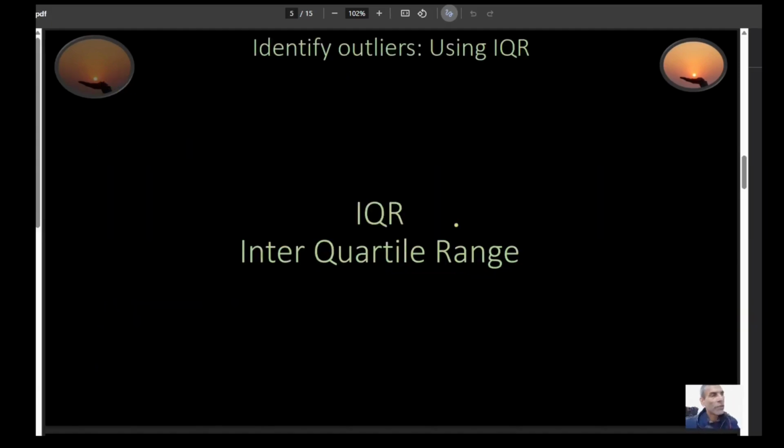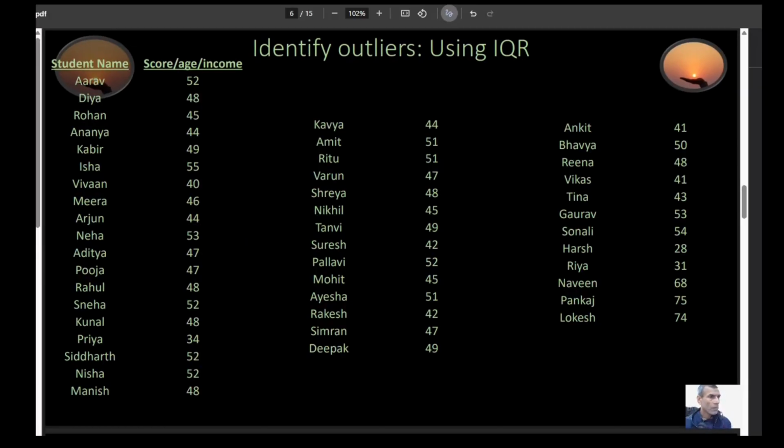One of the methods we can use to detect outliers is IQR. IQR stands for interquartile range. Suppose you have this data right here. You have student names, and let's say this is a score. This could be age, income, or any number. This number is exactly the same that I started this session with. This is the data that's given to you, and I'm extending this data over here because my screen is not able to accommodate all the data. Suppose you have to find the outlier in this data.